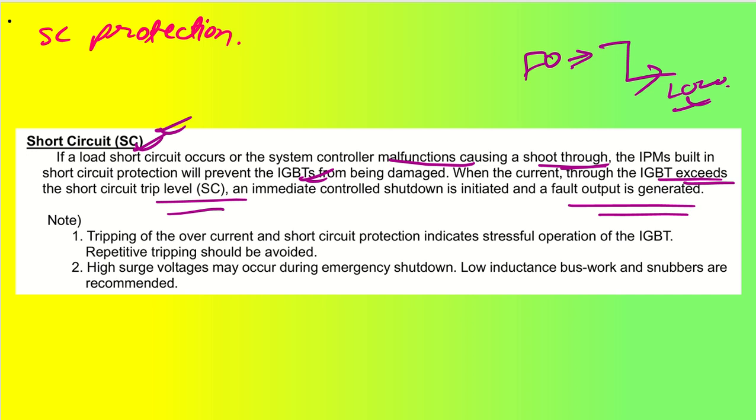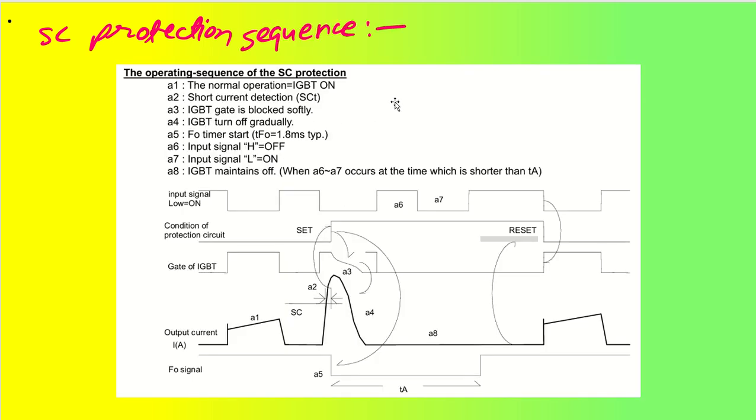Coming back to the short circuit protection sequence, so how it happens and what it happens. Let us say we have A1, A2, A3, A4 that has been communicated here, but roughly I'll tell you what is happening. We have input signal low on. So low is on, that is my input signal. Condition of protection circuit is set here, so this condition of protection circuit is high right now. Now the gate of the IGBT is there, which is going to come here.